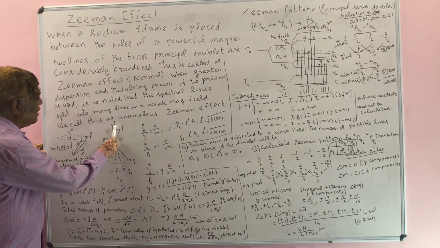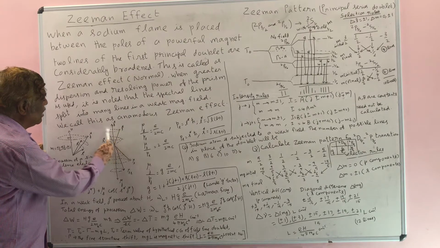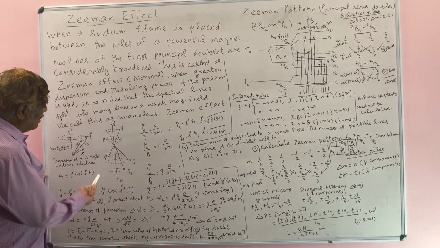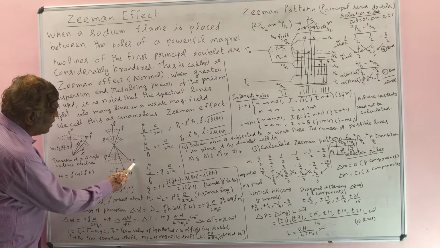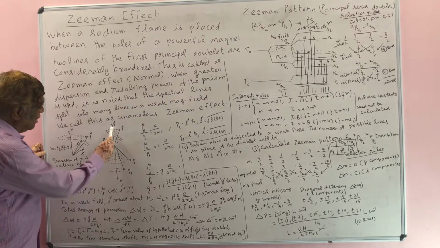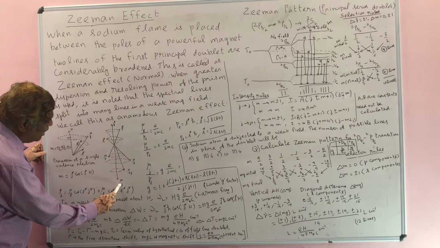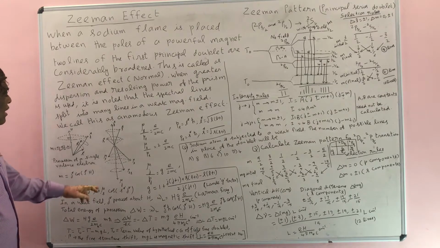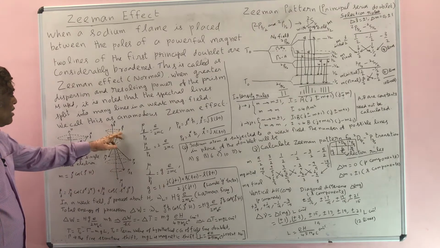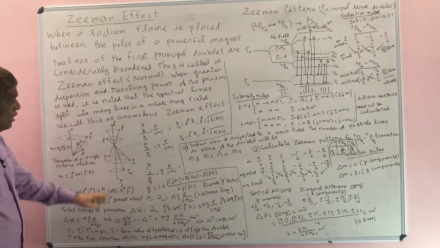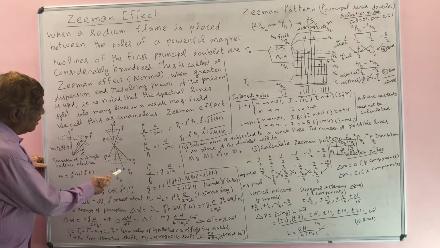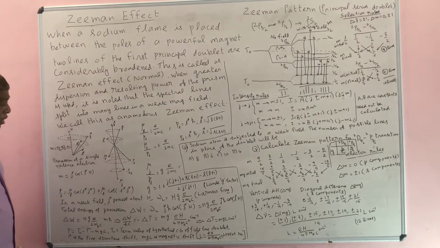Now, J* is the resultant of L* and S*. So, L* precesses about J*, S* precesses about J*. This is mu L, mu S, so its resultant is mu LS. Whereas this is J* and this is mu J. Mu J is the magnetic moment of the total atom. L*, S*, J*, and this is the total magnetic moment. And this mu LS and mu J do not coincide.